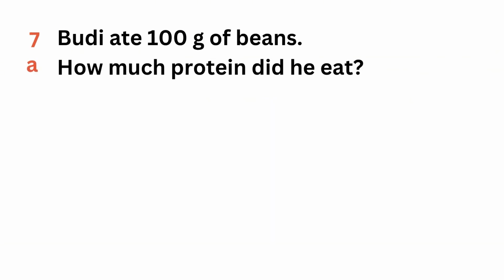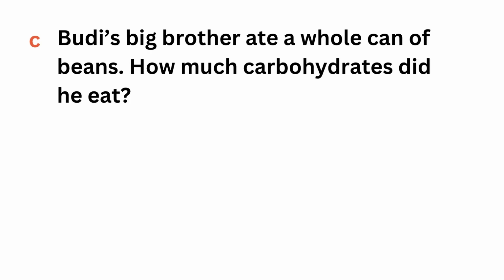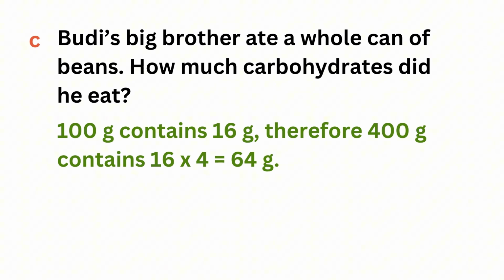Question 7. Bonnie ate 100 grams of beans. A. How much protein did he eat? 4.4 grams. B. How much carbohydrates did the beans contain? 16 grams. C. Bonnie's big brother ate a whole can of beans. How much carbohydrates did he eat? So 100 grams contains 16 grams. Therefore, 400 grams contains 16 times 4 equal to 64 grams. So he ate 64 grams.